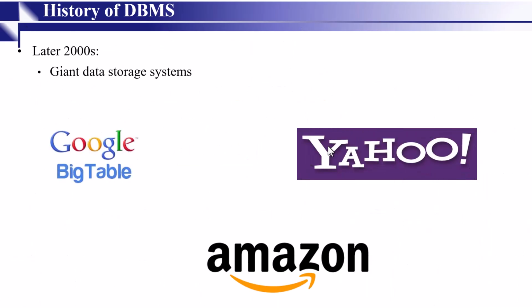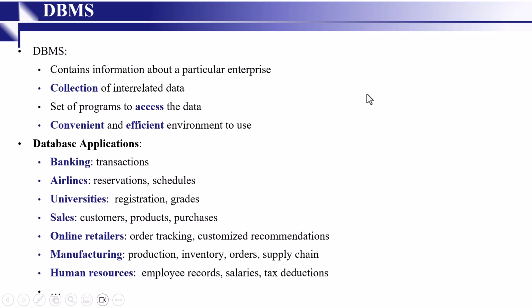By the later 2000s, we were dealing with giant data storage systems to handle the explosion of digital information. Bigtable was introduced. It's a compressed, high-performance proprietary data storage system built on Google File System. And then we had Amazon and Yahoo, which had a huge number of data servers, and they also used very big database management systems to manage their data.